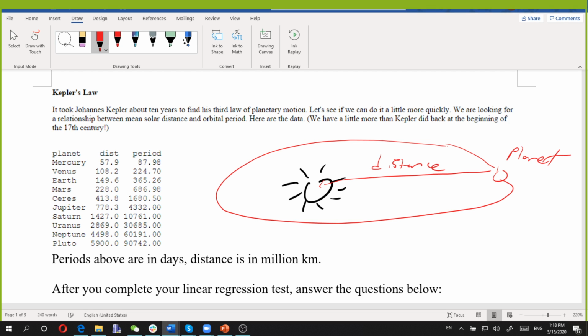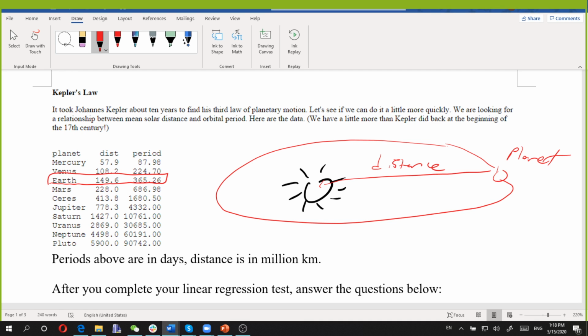I also have the period. That's the time it takes to complete one full rotation. So you can see Earth's... We are about 150 million kilometers from the sun. That's from the center of the Earth to the center of the sun.